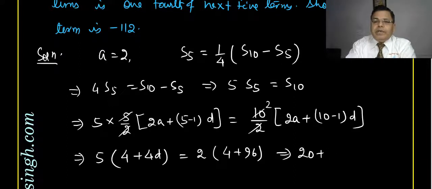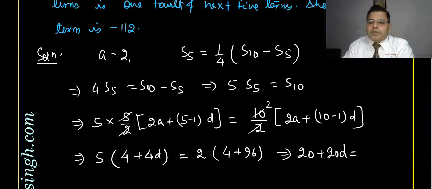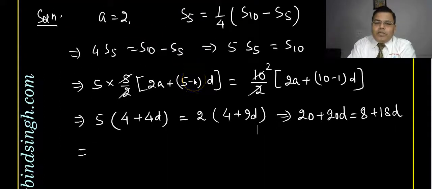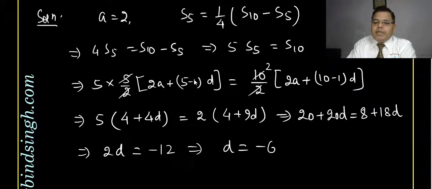20 plus 20d is equal to 2 times 4, that is 8, plus 9 times 2, that is 18d. So 20d minus 18d is 2d. Therefore 2d is equal to 8 minus 20, which is minus 12, and therefore d is equal to minus 6.